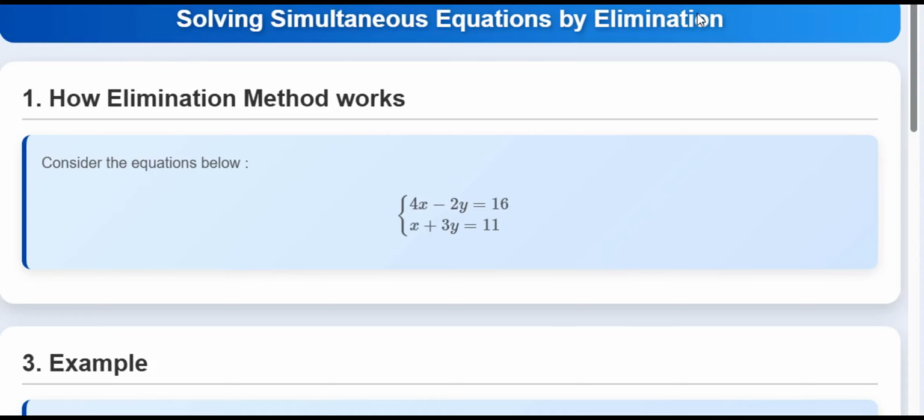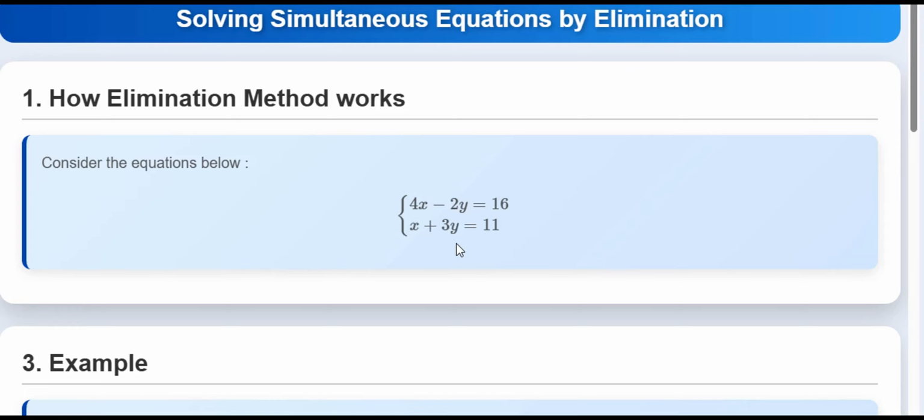Hello, in this lesson, we will learn how to solve simultaneous equations using the elimination method. For example, let's say you have a set of equations like this. The first thing you note here is we have two unknowns, x and y. So, to solve these equations using the elimination method, this is how we go about it.